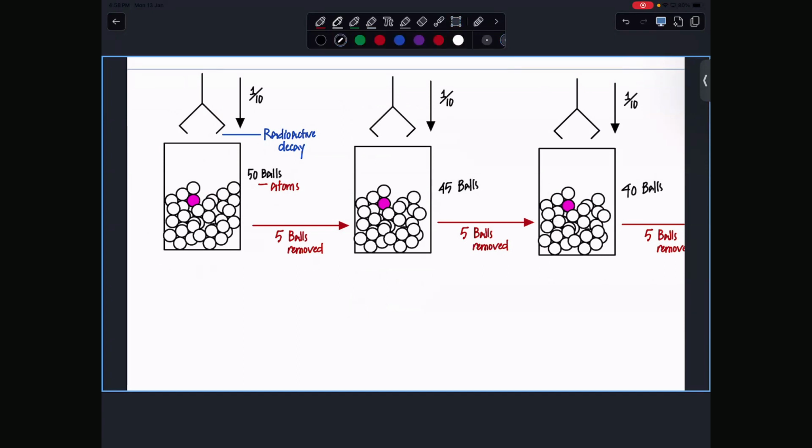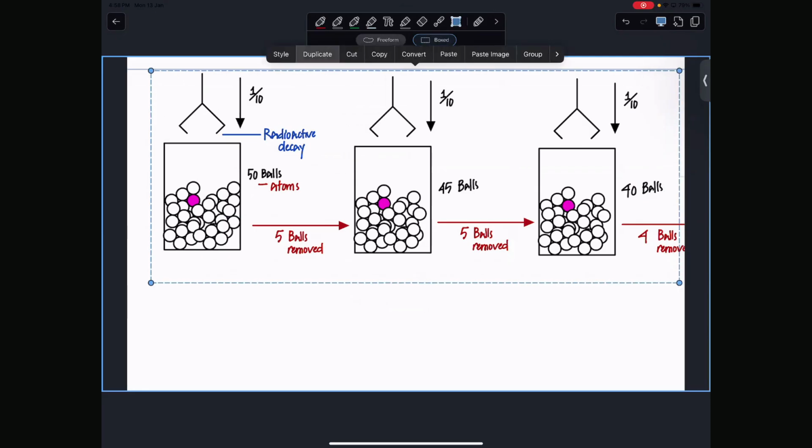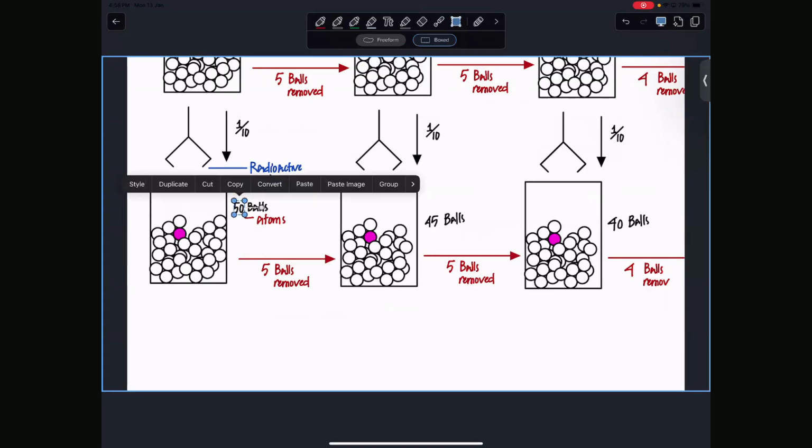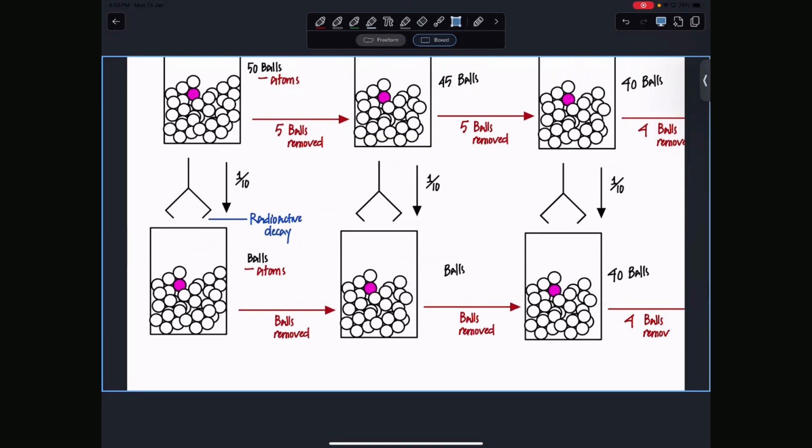Okay, now how many will come out? Definitely 4, right? So 4 will come out. And if I continue to do this, over time, the number of spheres in the container will keep decreasing, right? So let's try to do this quicker. What will be next? From 40, if 4 goes away, won't 36 remain? So you have 36 here.